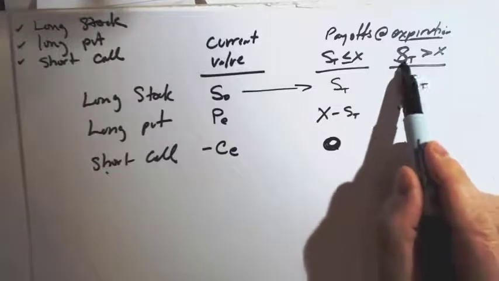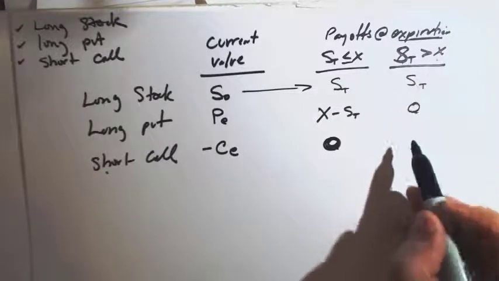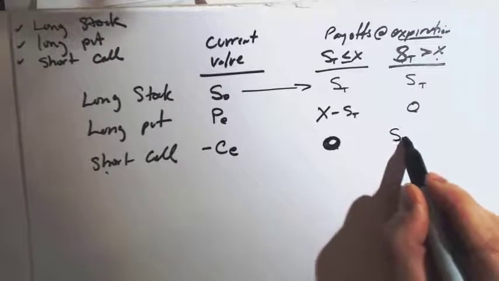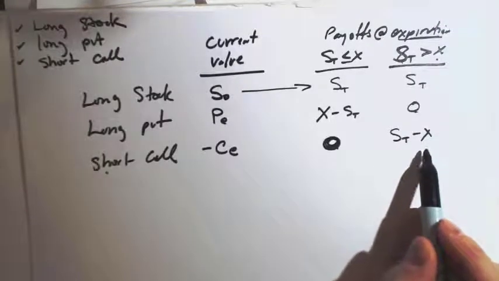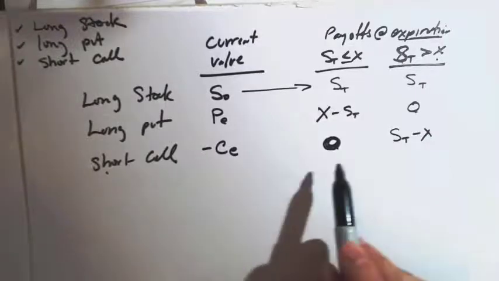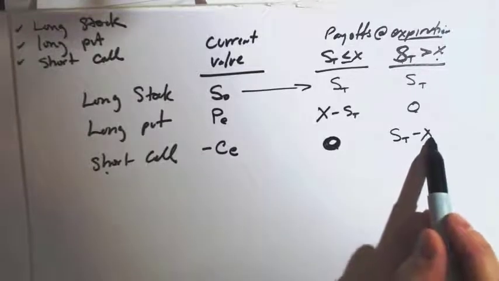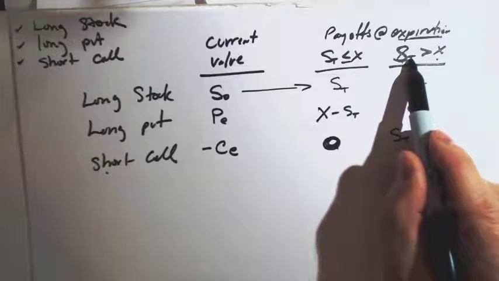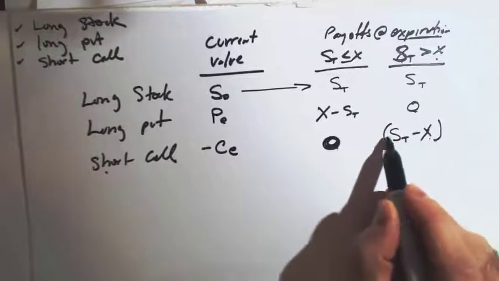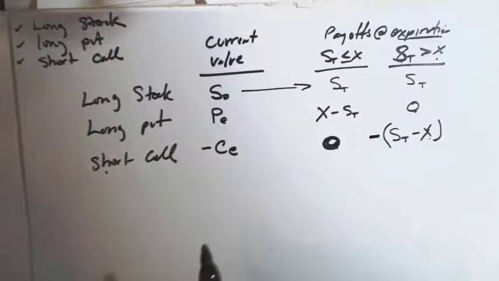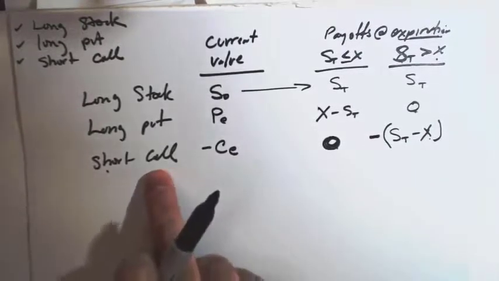Now, if the stock price is above the strike, the payoff to the holder is this, ST minus X. That's the payoff to the holder. But you're short the option. You have to sell the stock at X when it's really worth a higher amount. You're not liking that. So the gain that went to the holder is the loss to the seller of the call, the person who has a short position in the call.